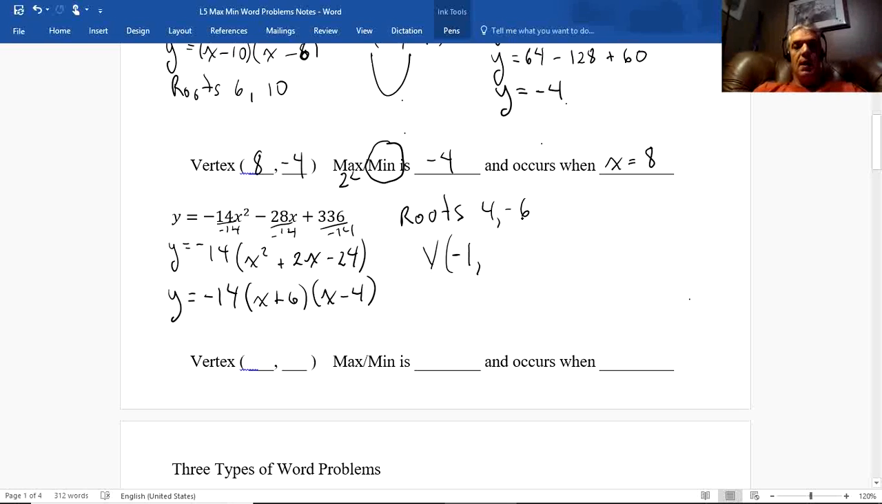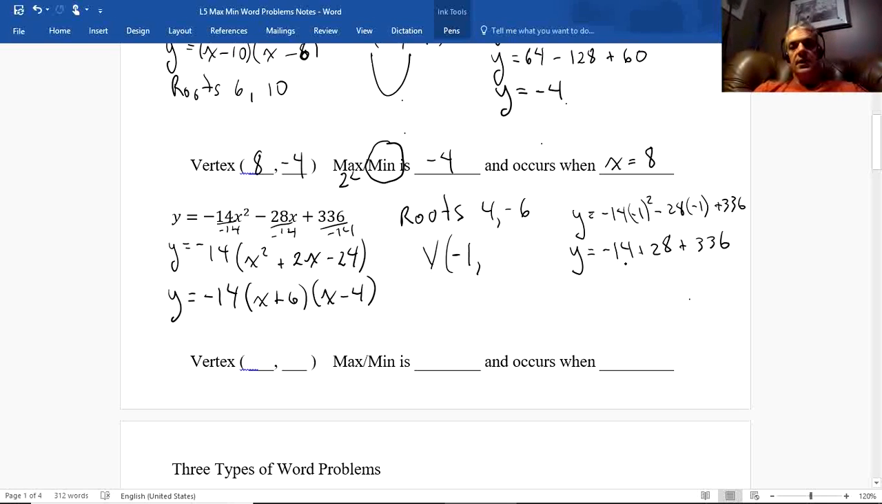And now I'm going to take my minus 1 and put it into my equation and see how this all works out. So I get y equals minus 14 times minus 1 squared, which is going to be positive 1 in the end, minus 28 times minus 1, and then plus 336. I might need my calculator again to do some of this math, right? I'm just going to simplify it a little bit. So this minus 1 squared becomes positive 1, so that still says minus 14. This becomes plus 28, and then in the end, it's plus 336.